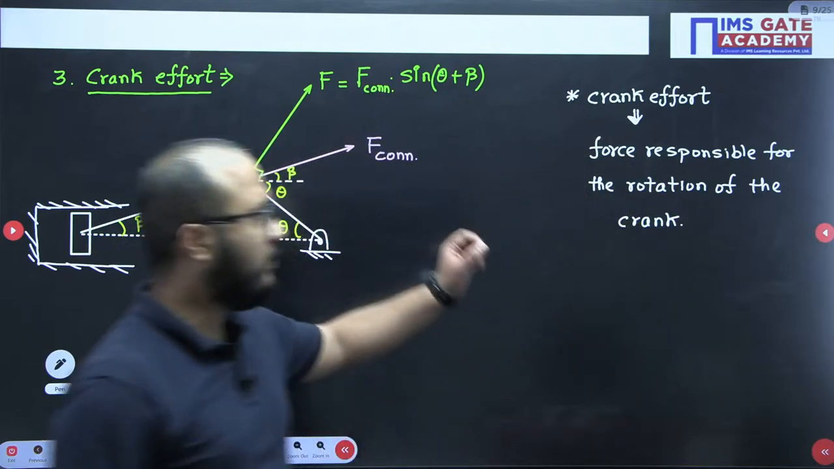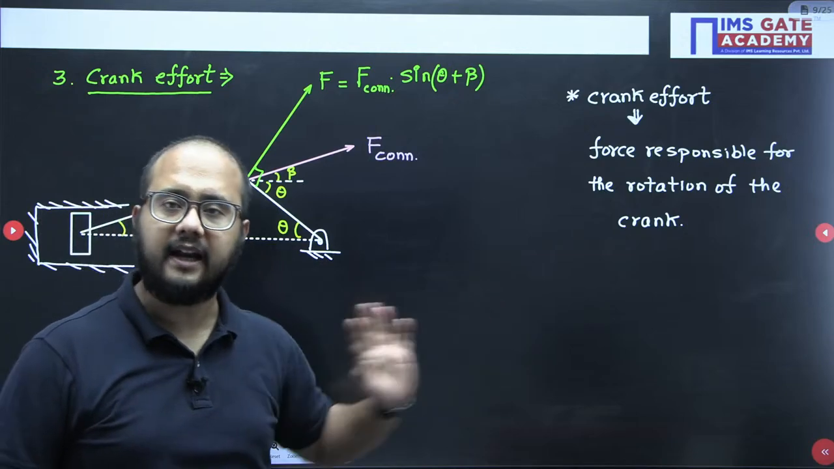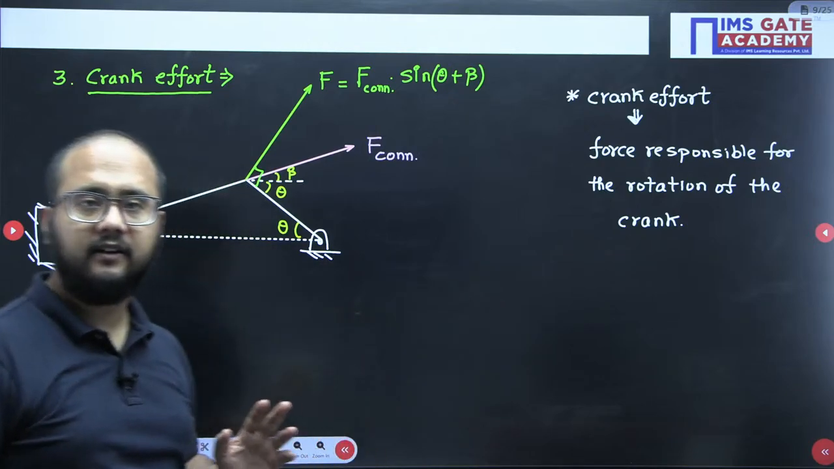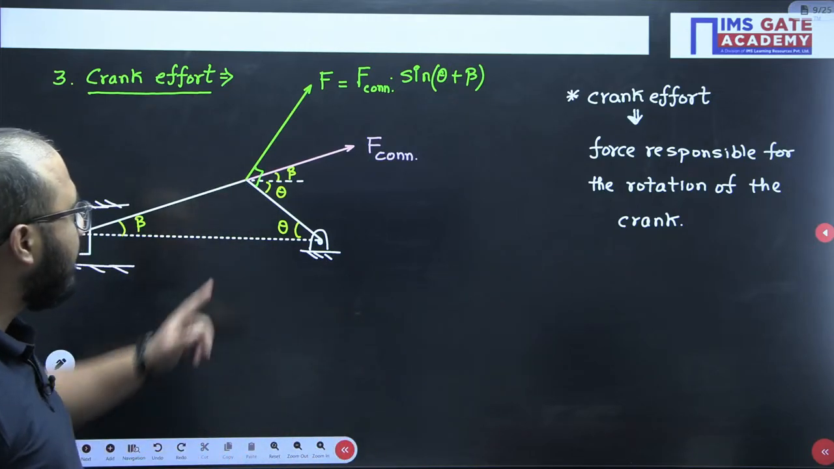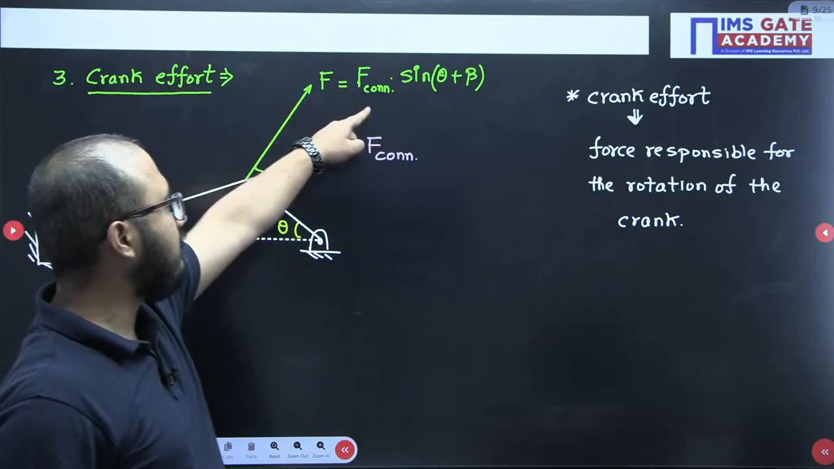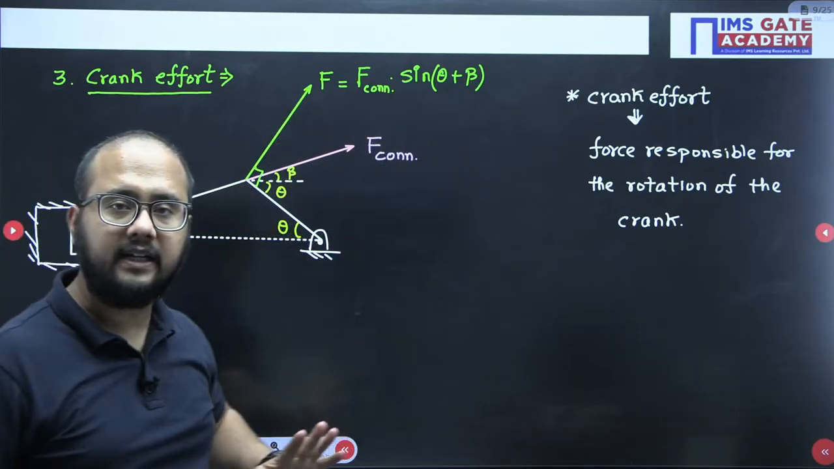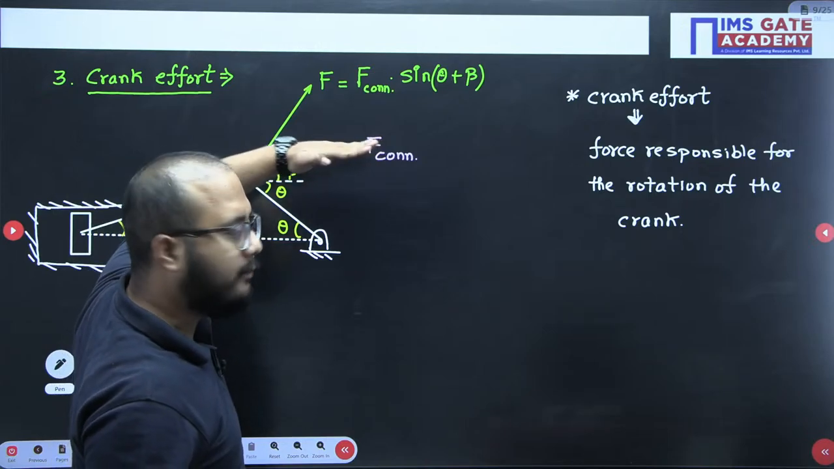Okay, the force responsible for the rotation of the crank, right? That is the crank effort here. Is that clear, everyone? So the crank effort equals the connecting rod force multiplied by sin(theta plus beta). I've just taken the vertical component of this force.